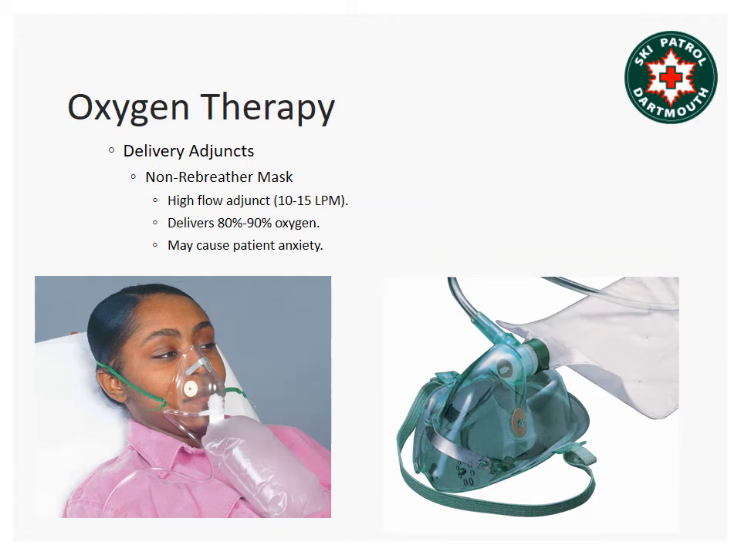Another adjunct that we use is the non-rebreather mask. This is for a patient who is breathing spontaneously but is quite sick and requires a high concentration of oxygen. These are set at 10 to 15 liters per minute, and they deliver 80 to 90% inspired oxygen. Having the mask on the face may cause the patient some anxiety, so you may need to do some calm, quiet coaching with the patient to get them to tolerate it.